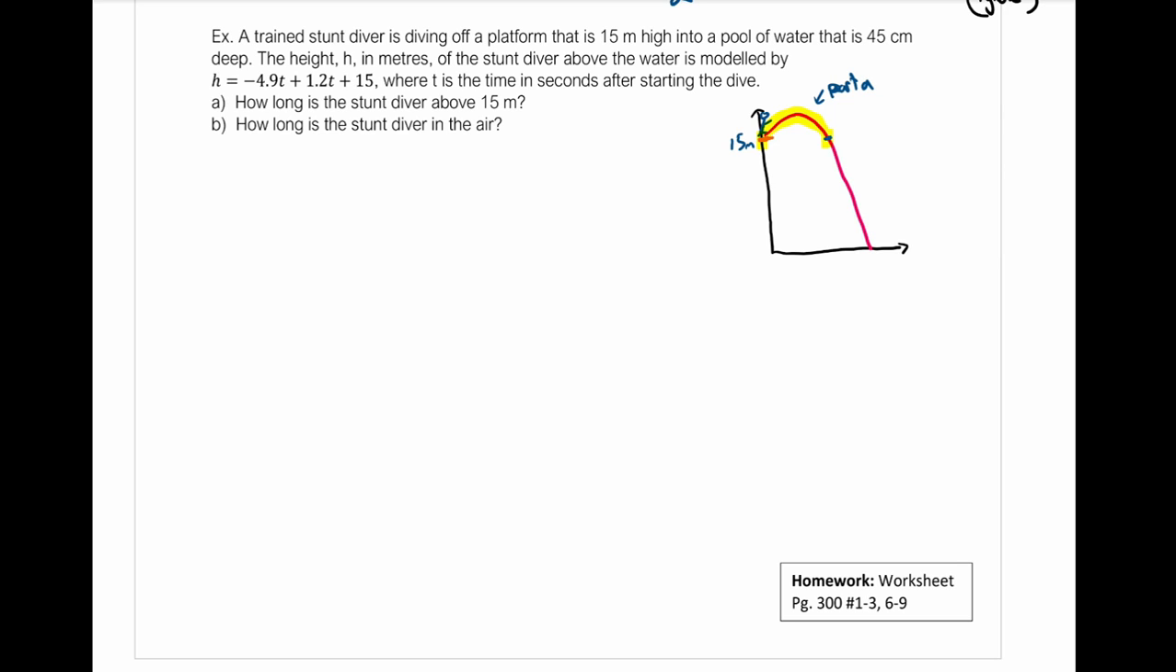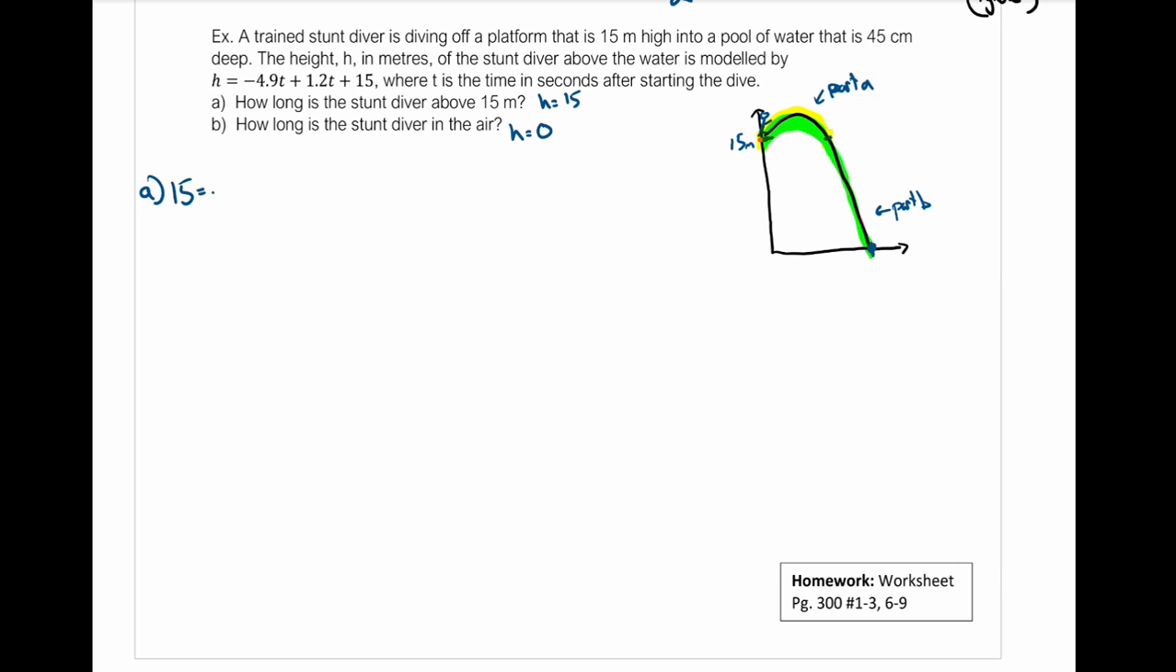And the second part is asking how long is he in the air. So we're looking at this overall part down here, or basically when does he hit the bottom, or when does his height equal 0. So there's two things here that we have to do. The first one, we're looking for when h equals 15, and the second one, we're looking for when h equals 0.